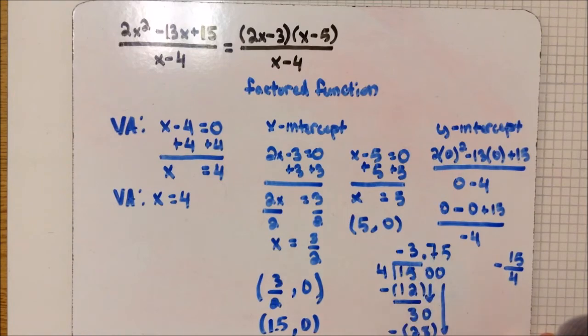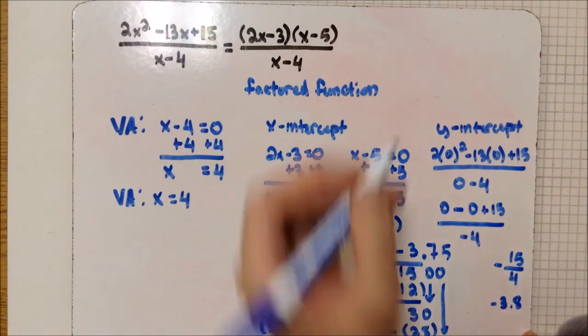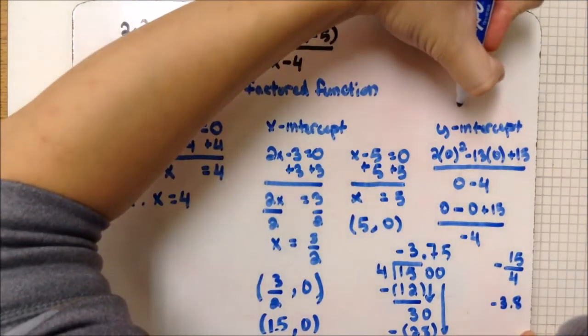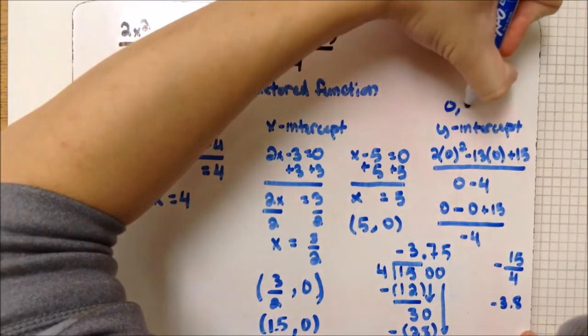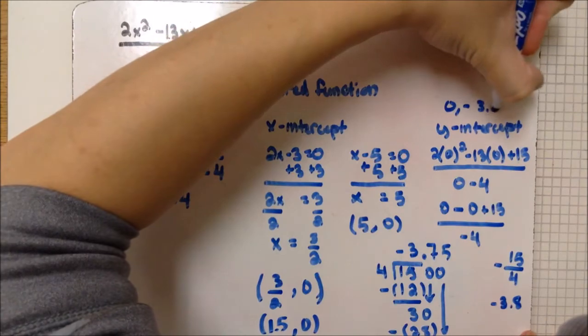Now I'm going to round up. So I'm going to round up for the first decimal place, one decimal place. So basically negative 3.8 for graphing. But again, negative 15 over 4 is exactly negative 3.75, but I'm going to use this for graphing. So our y-intercept is 0, negative 3.8.